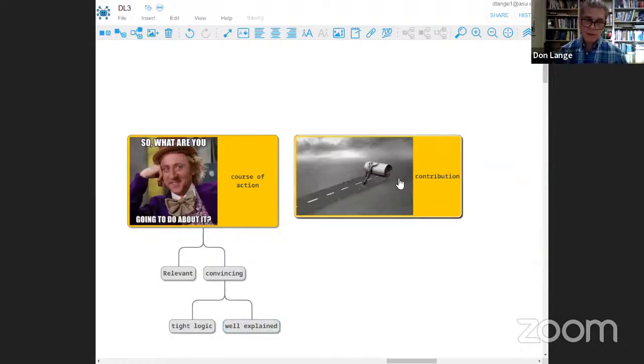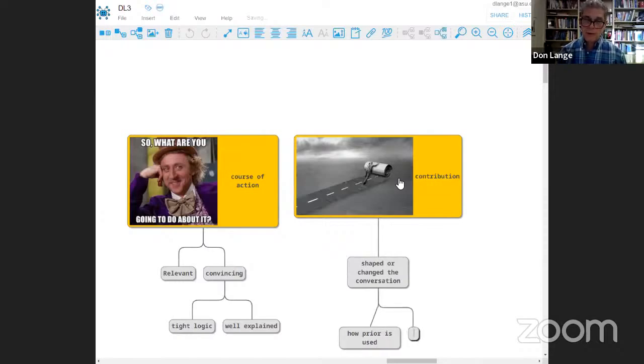And so your task here in this C is to make the case that your work has shaped or changed the conversation in some important way. That could be that you're changing how prior work is used or interpreted, or you're changing the actual trajectory of future work.